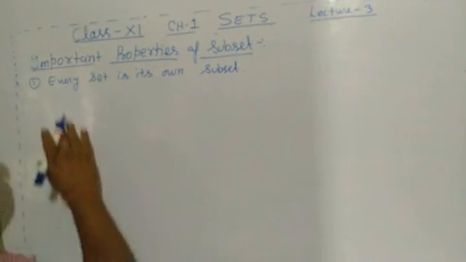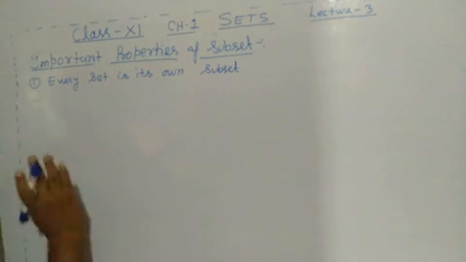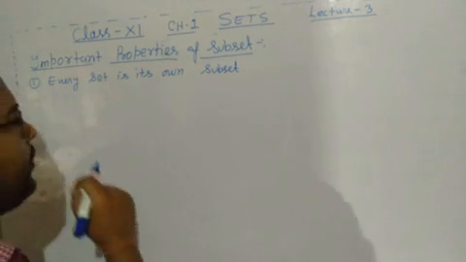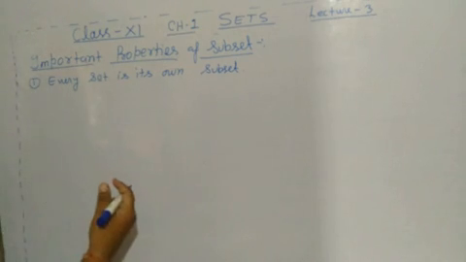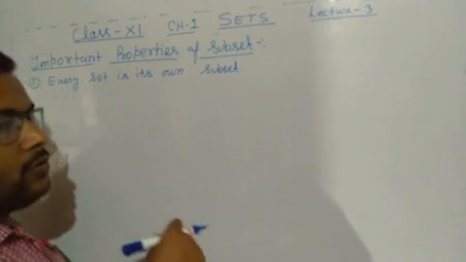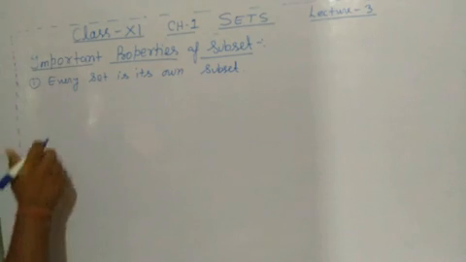Next student, important property of subset. There are so many important properties. The first property is every set is its own subset. Means each and every set is a subset of itself. So each and every set is its own subset.